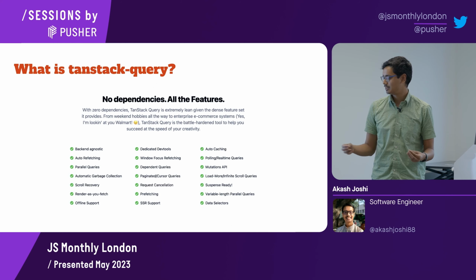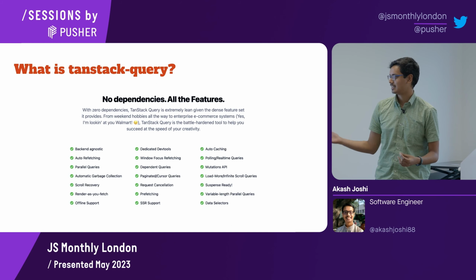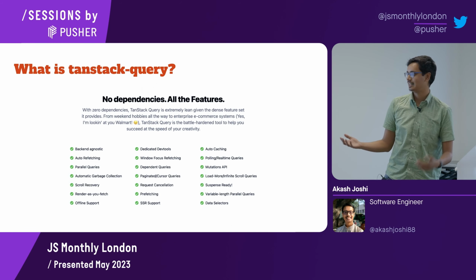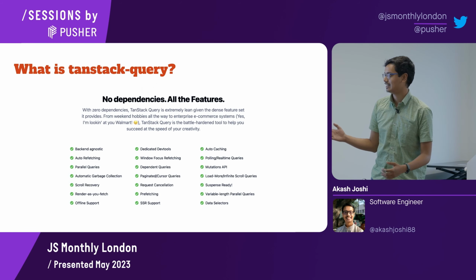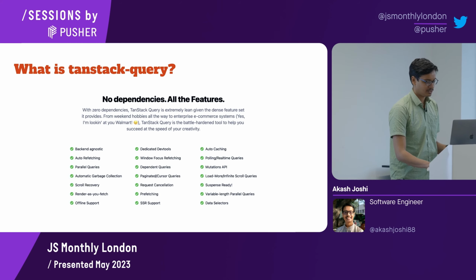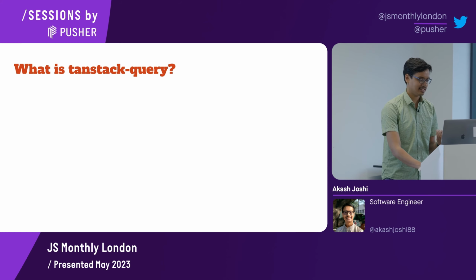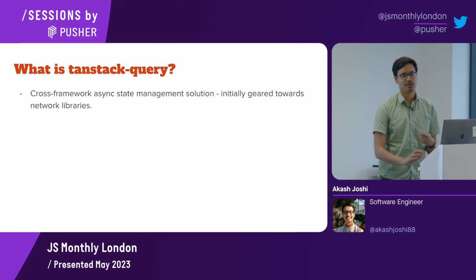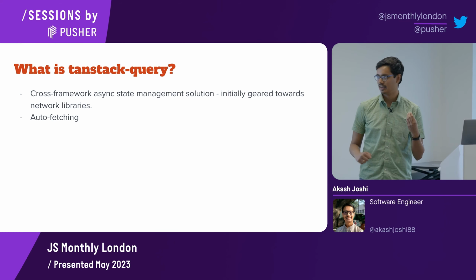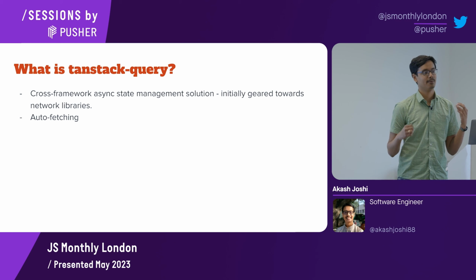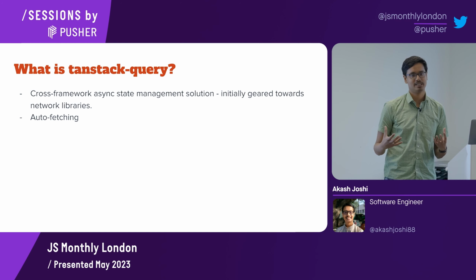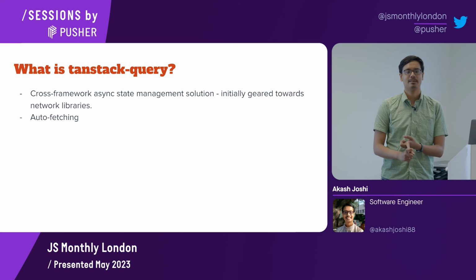But what does this mean at the end? All of these are basically buzzwords for marketing, like backend agnostic, dedicated dev tools, whatever. In the end, I think it's three things which actually matter. One of them is auto fetching. Tanstack query takes care of when an API call should happen on a page. Basically, it happens whenever you are actually on the page and making the API call.